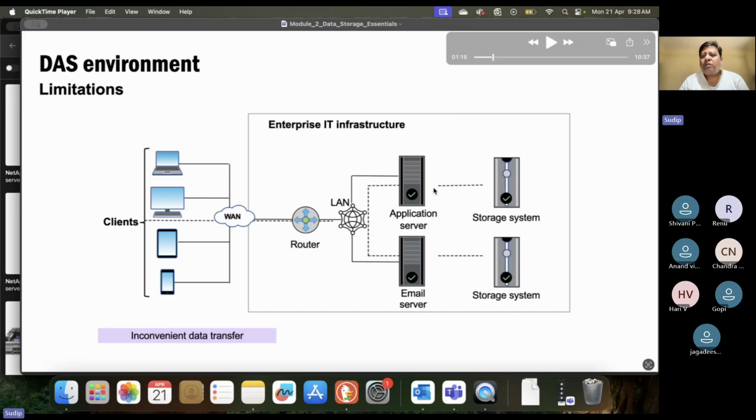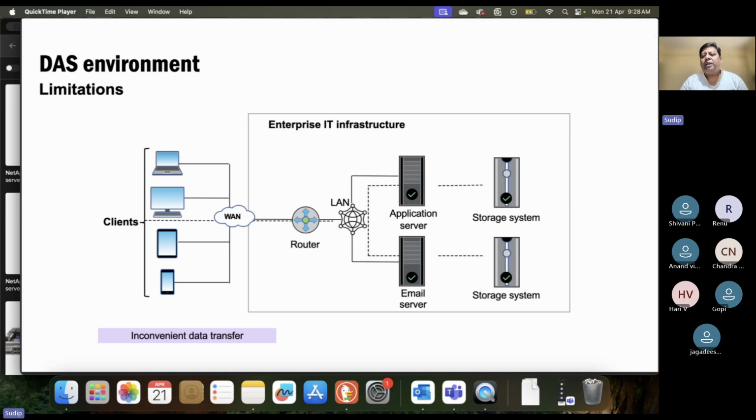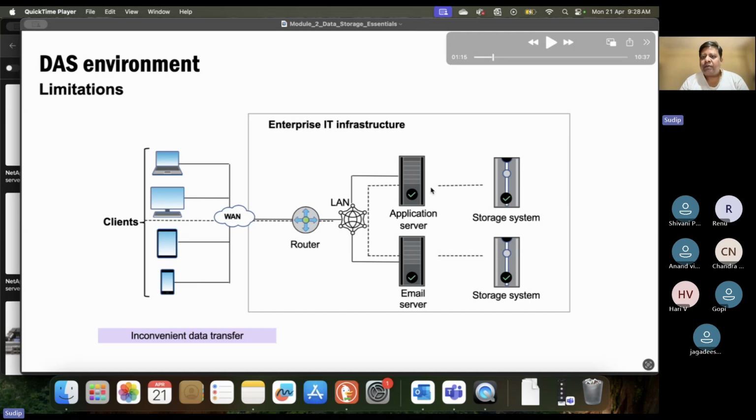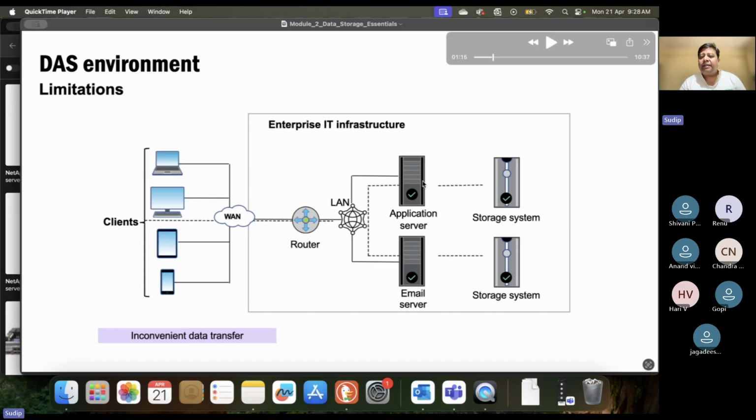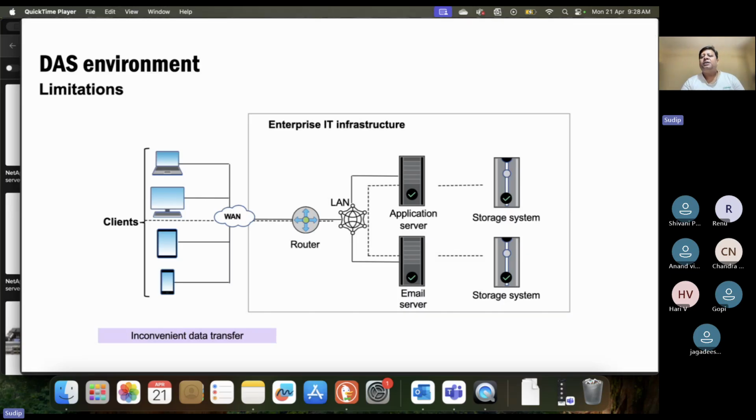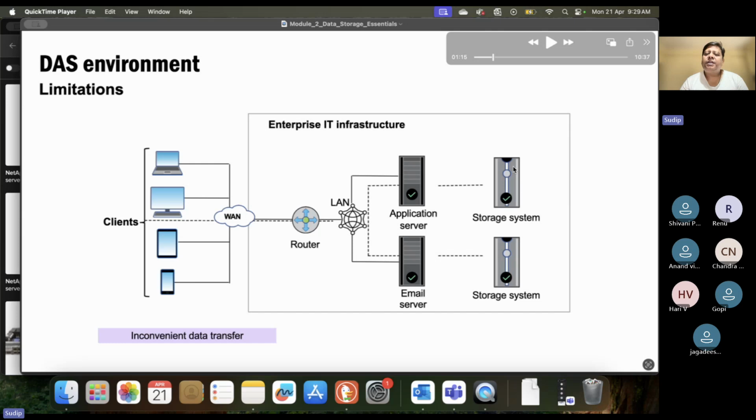The amount of performance that you can get from a direct attached storage system will be limited to whatever bandwidth this single connectivity can provide between the storage system and the server. And as Prakash was mentioning, absolutely right, if the number of users is high, this connectivity between the application server and the storage system may become the performance bottleneck. It may become the reason for slow performance of the application server, or in this case the email server also. Very good. What else?